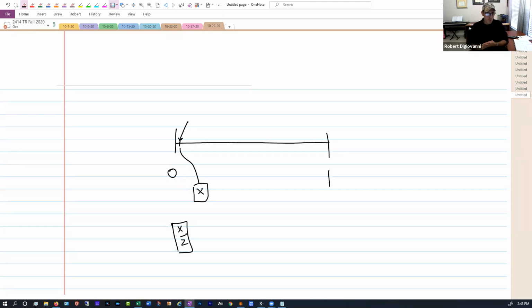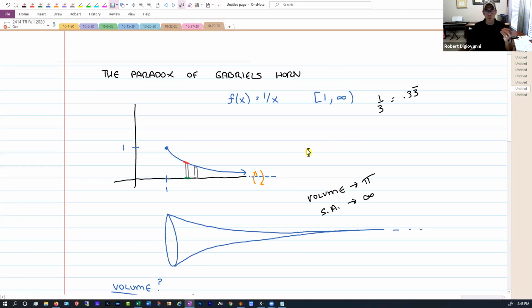So this paradox is based more upon the pure idea of surface area and volume as opposed to the limitations of physics, because you couldn't even create this horn in the real world, like you couldn't even create this funnel that goes forever.